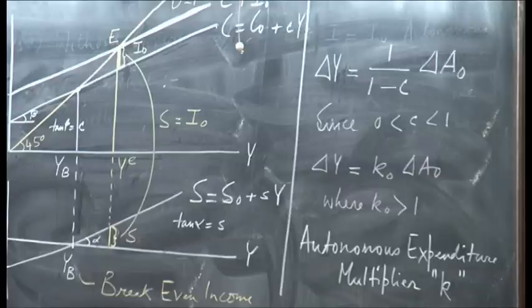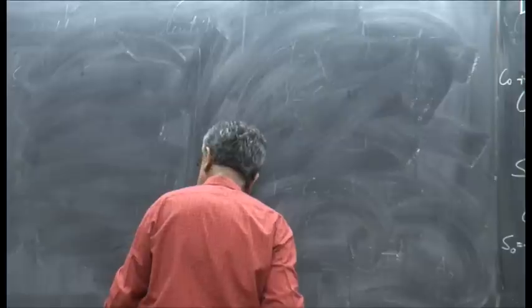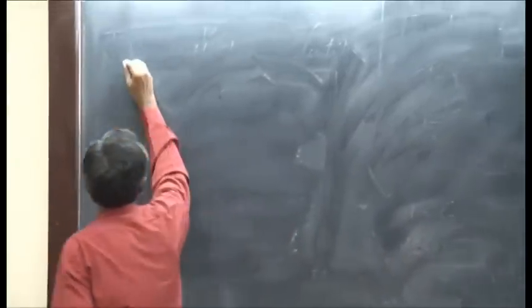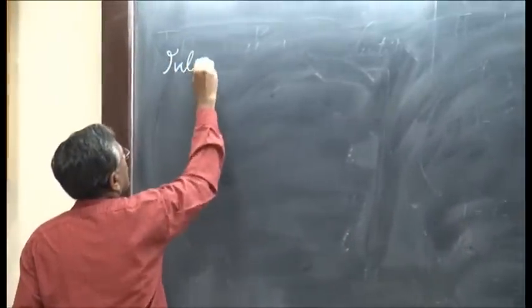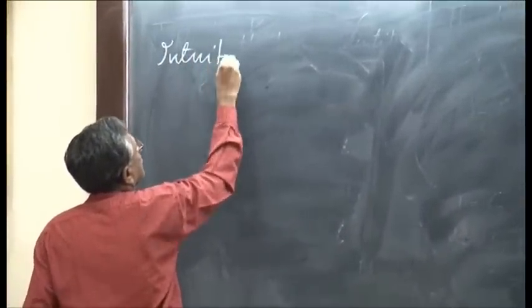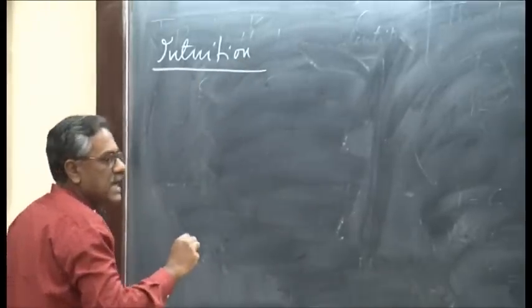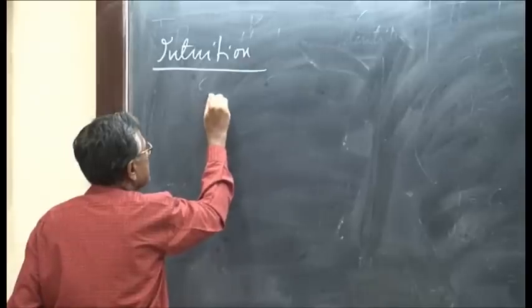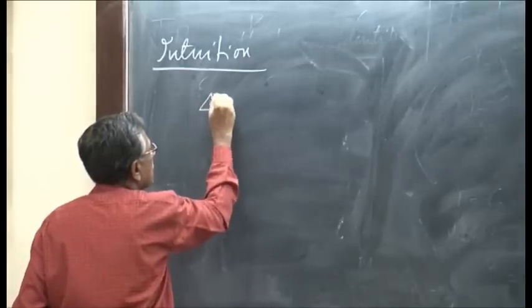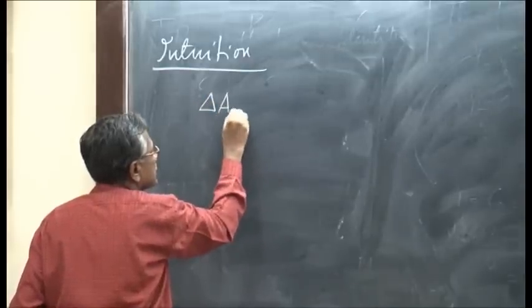There is an algebraic proof which explains the intuition quite well, which I prefer to use. Why the multiplier works. The algebraic proof or intuition behind the multiplier is as follows. The companies have demanded an extra amount of autonomous investment, right?